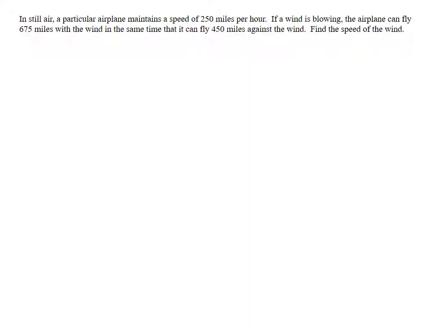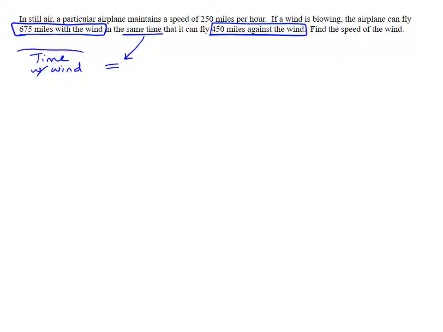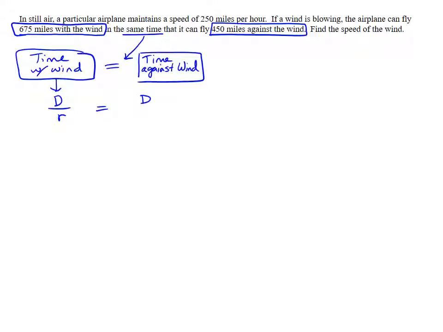So let's look at that information again. 675 miles with the wind in the same time it takes to fly 450 miles against the wind. Same time means the times are equal. So the time with the wind, so the wind is helping the plane, is going to be equal to the time against the wind. The wind is hindering the plane. Remember, time can be written as distance divided by rate. So time is distance over rate. So instead of writing the time directly, we can think about it as distance over rate and distance over rate.